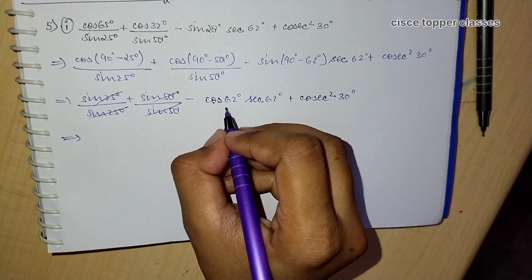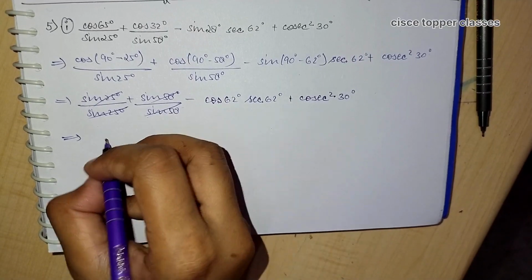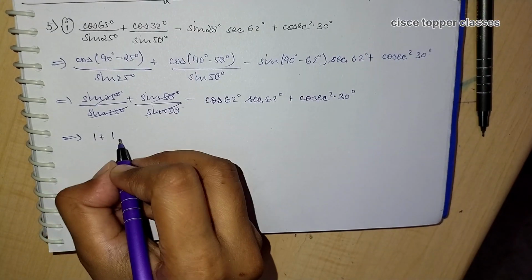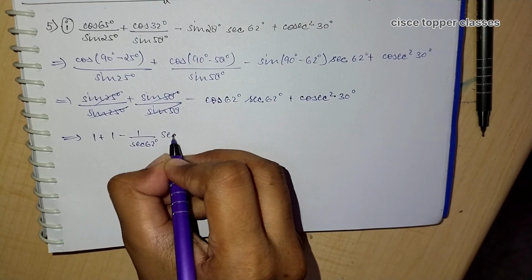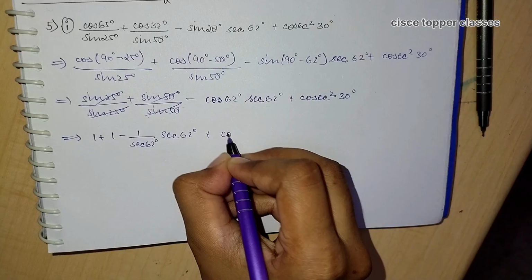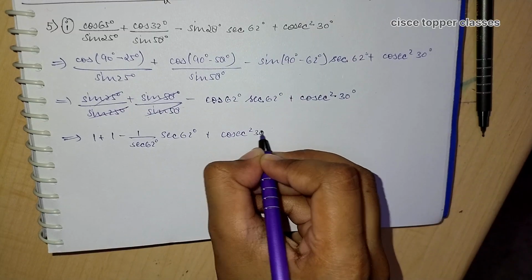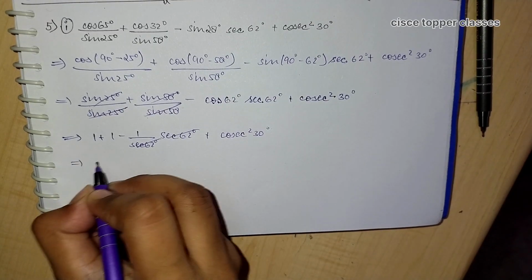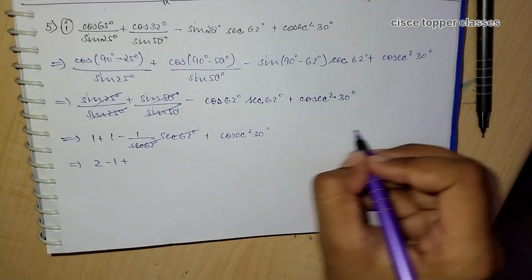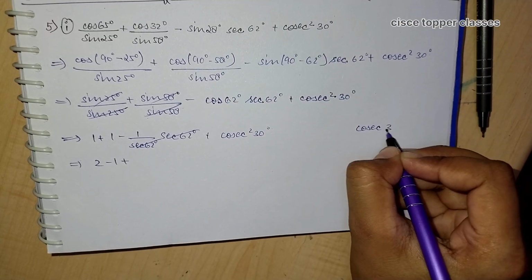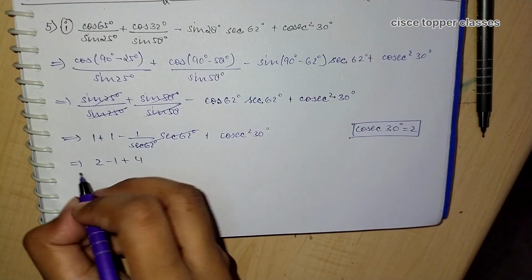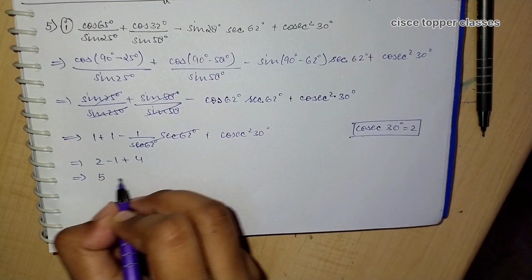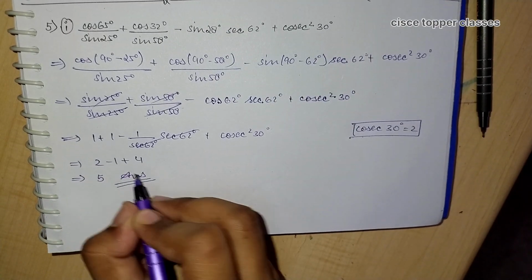This will be cancelled out, this will be cancelled out. Cosec 62 we can write as 1 by sec 62. So again this part we can cancel it. This is 1 plus 1 minus 1 by sec 62 degree, sec 62 degree plus cosec square 30. So this will be cancelled out. We will get 2 minus 1 plus cosec square 30. We know this is equal to 2, so we'll put the value here, means 4 here. So 6 minus 1, 5 is the final answer in question number 5 first part.